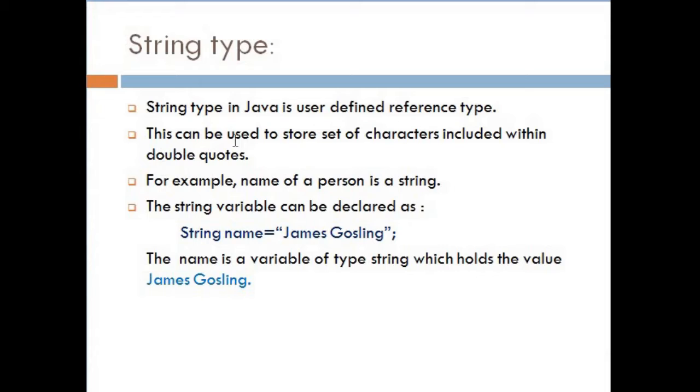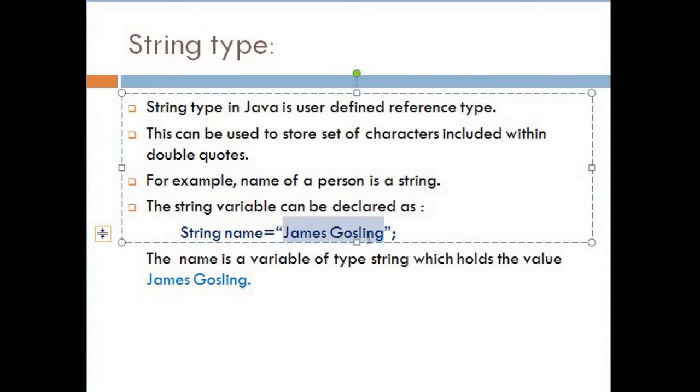The string type can be used to store a set of characters included within double quotes. For example, if you see this text James Gosling, this is enclosed within double quotes. So this text James Gosling becomes a string. So taking James Gosling as an example, we can say that the name of a person can be an example of a string.